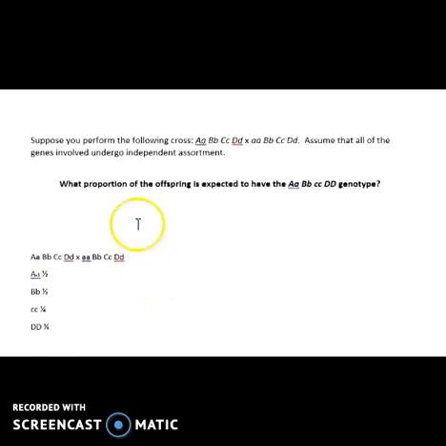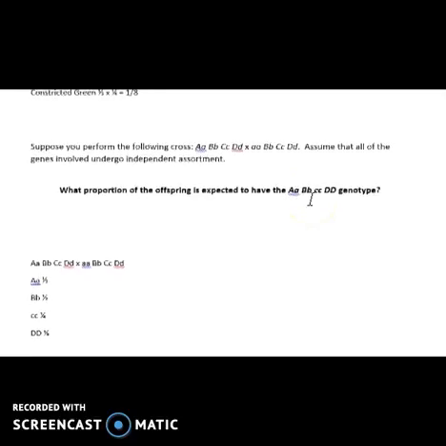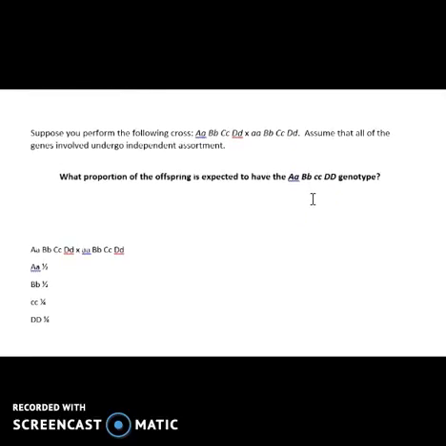1.6% of the offspring are expected to have that genotype. I hope that's clear enough.